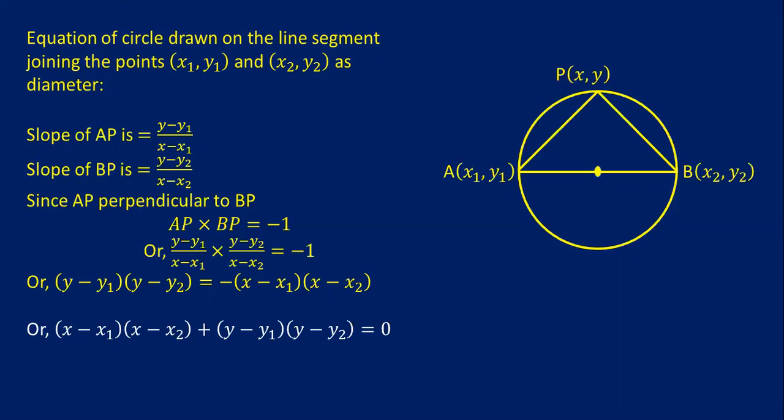But for x1, x2, y1, y2, AB is the diameter and the extremities of AB are A and B. We have to put in the values of x1, x2, y1, y2. This is the equation of the circle drawn on the line segment joining the two points as a diameter.